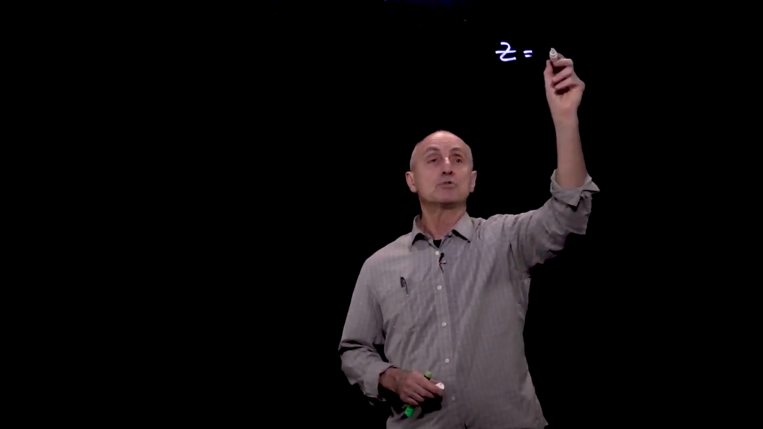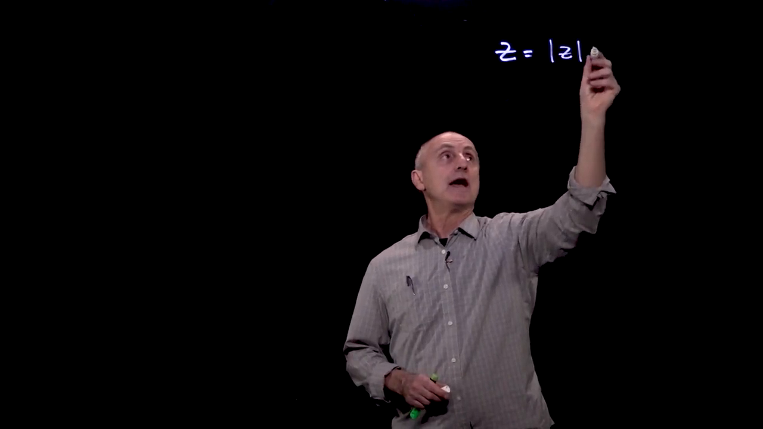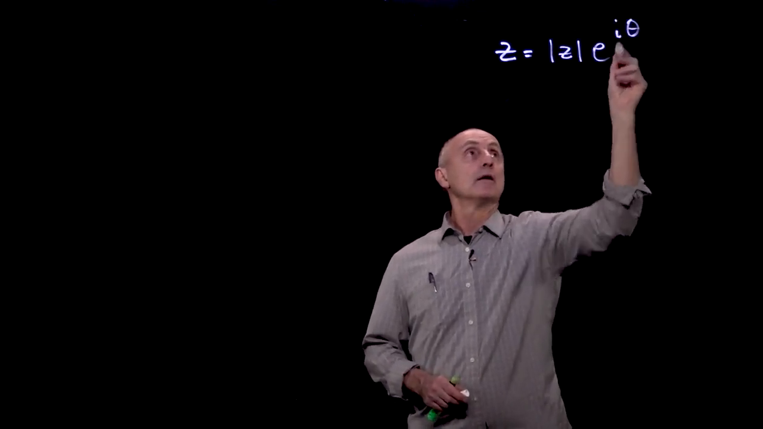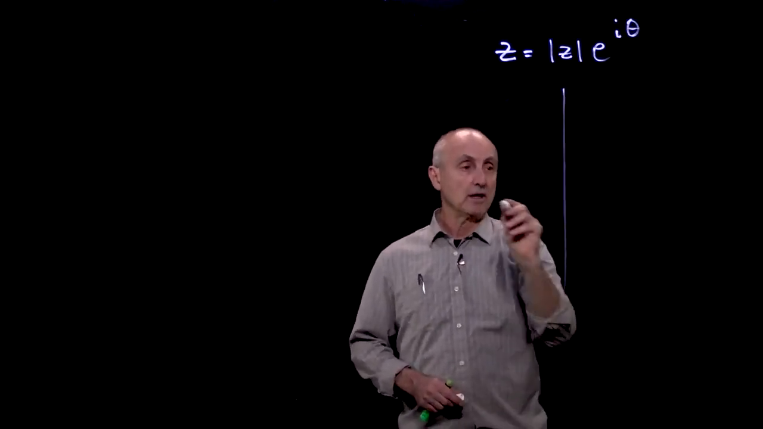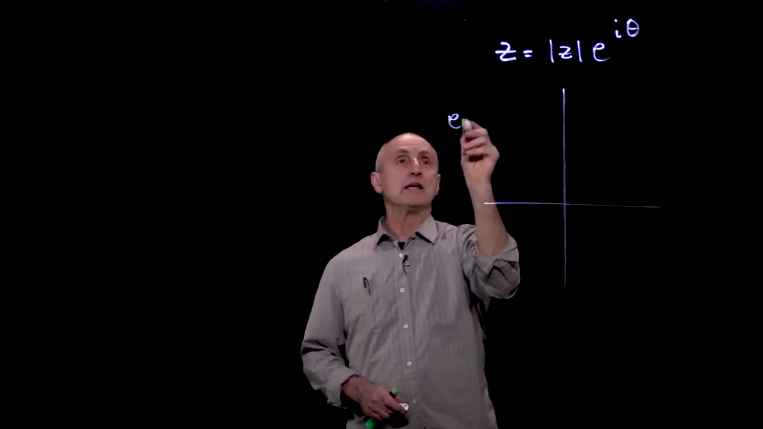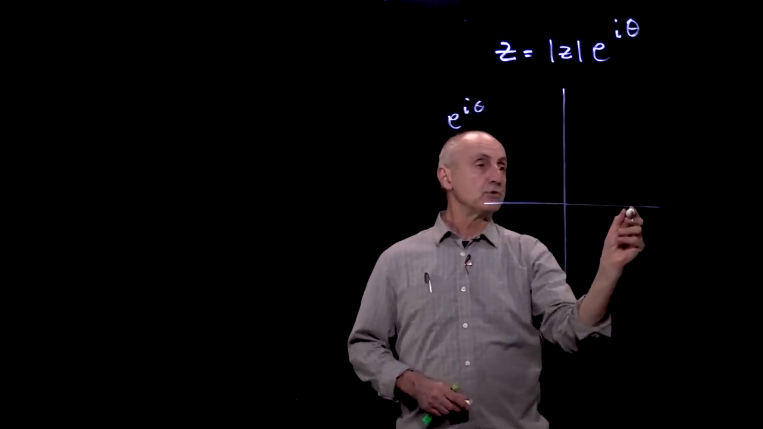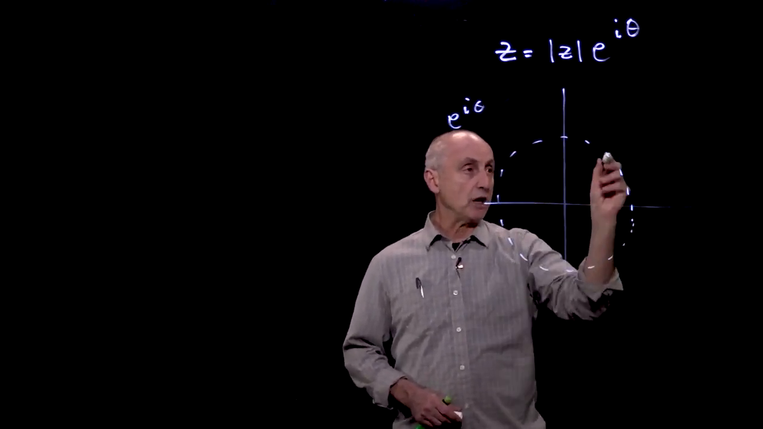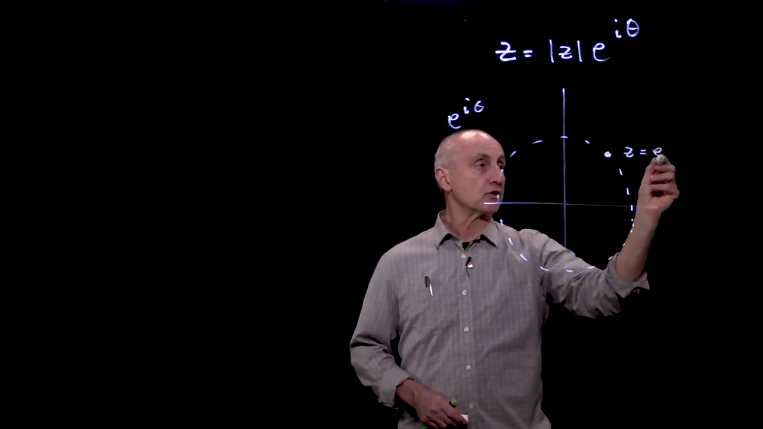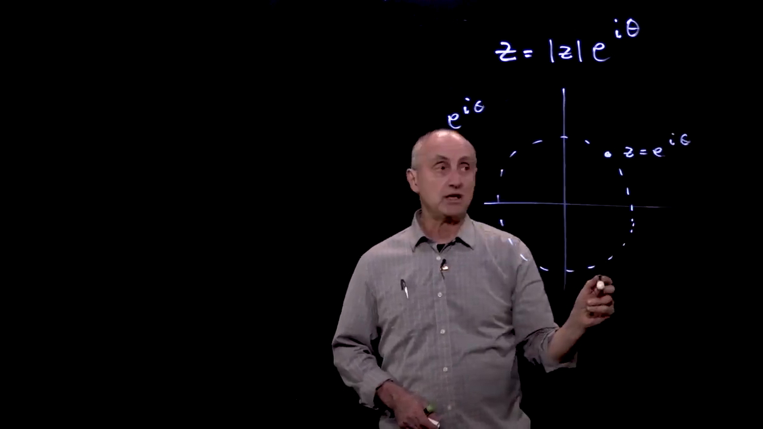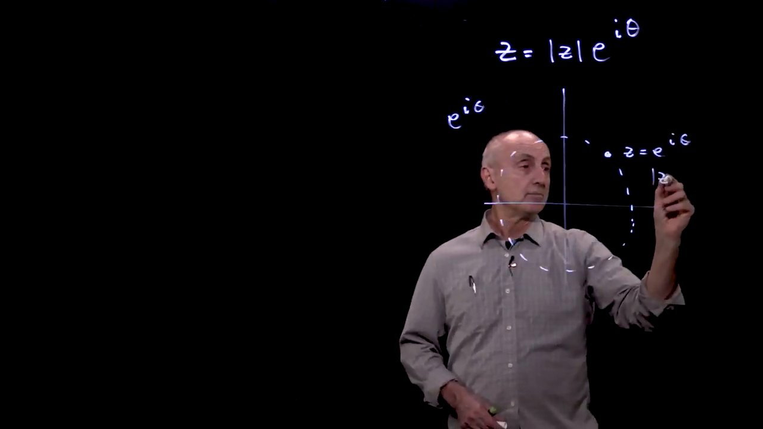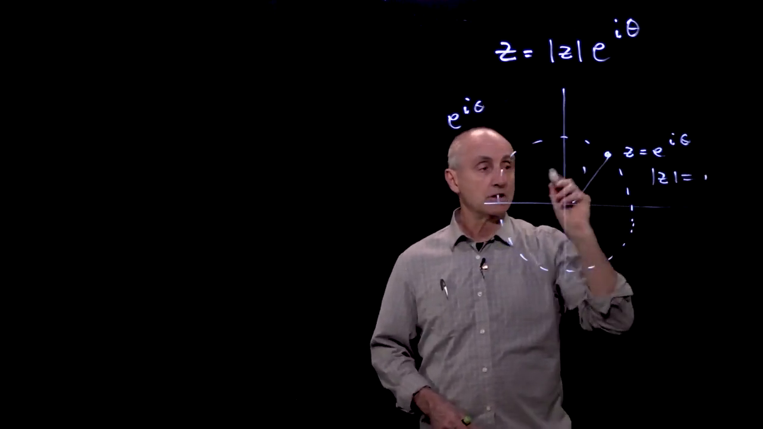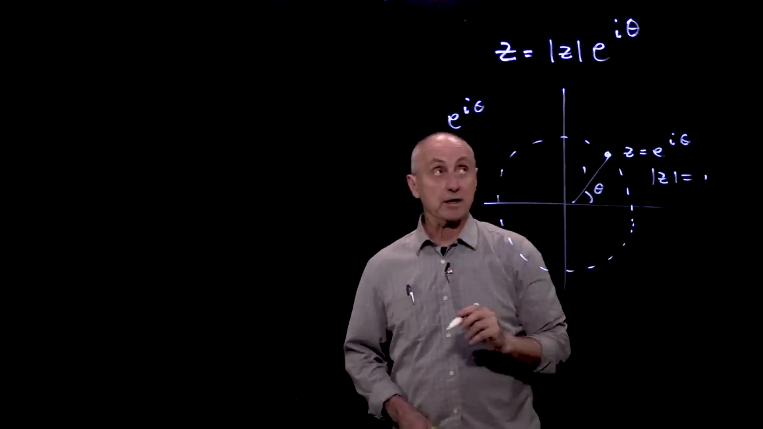We would like to now generally write an arbitrary complex number, z, in terms of a modulus and a phase. Now, let me remind you that when we looked at the complex number e to the i theta, we picked a unit circle because its modulus was 1, and any point on that unit circle was the complex number z equals e to the i theta. Because the modulus was 1, the circle was radius 1.